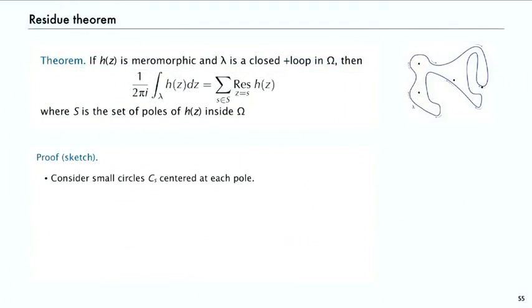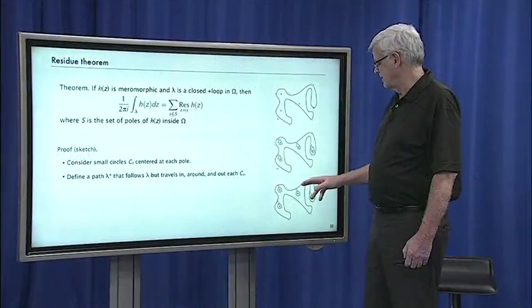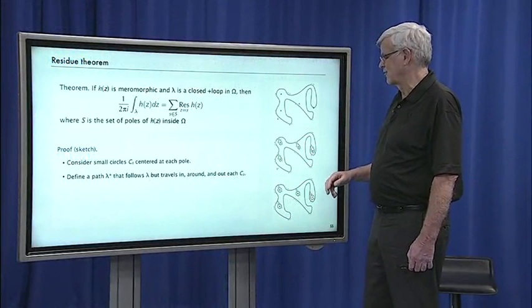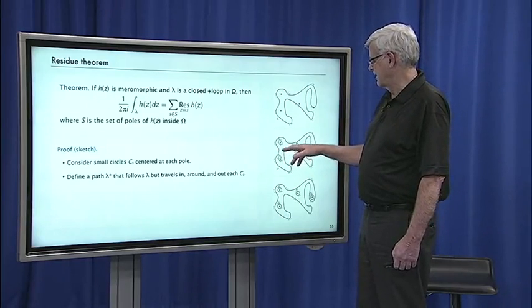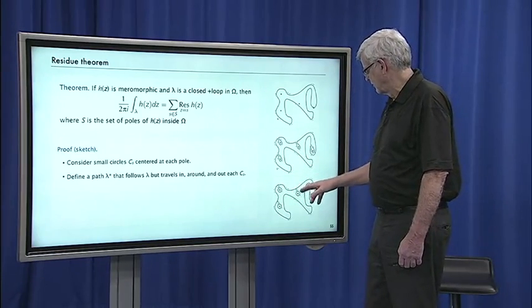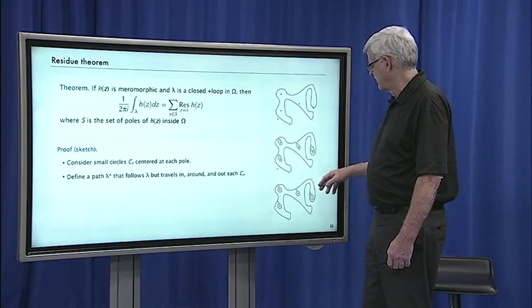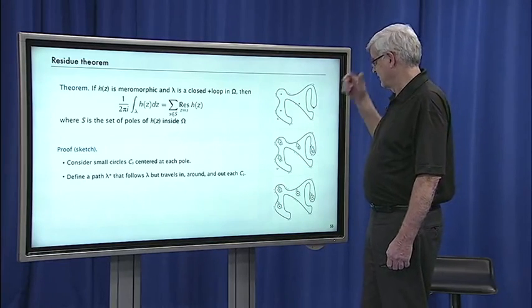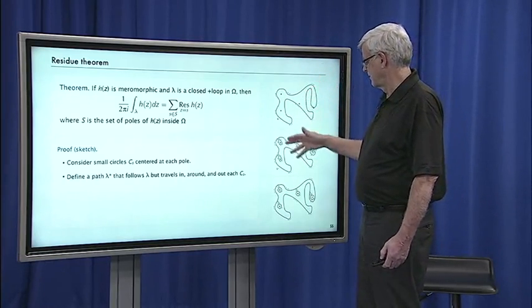Here's just a sketch of that proof. It's actually almost all of it. What we're going to do is look at small circles centered at each pole, and define a path. This is kind of an intermediate version of the path. It's the same as our original path, except it goes in and around and out again for each pole. So for every pole, we'll take our original path, but go in and grab the pole with a small circle and go out. Now, actually, in this curve, the poles are all outside the path.